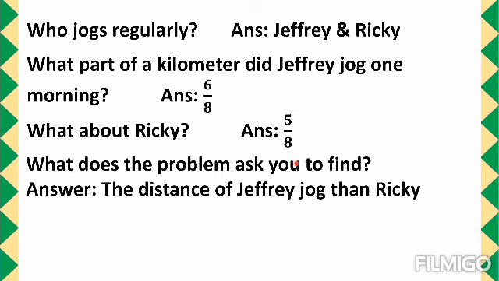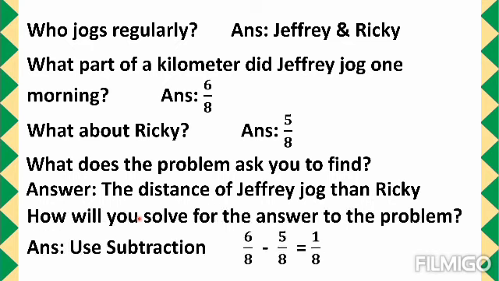The fourth question is, what does the problem ask you to find? The answer is how much farther Jeffrey jogged than Ricky. And the last question is, how will you solve for the answer to the problem? The answer is we need to use subtraction.